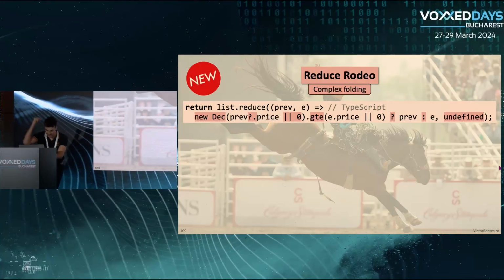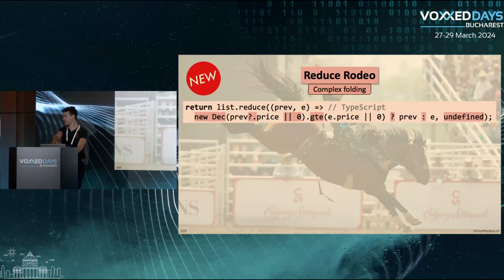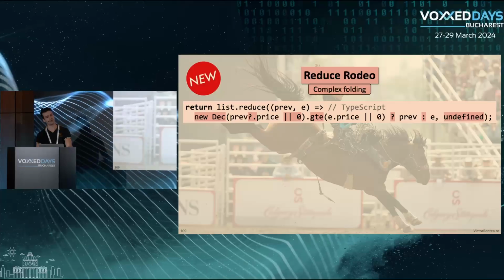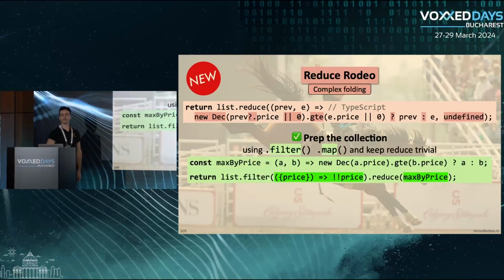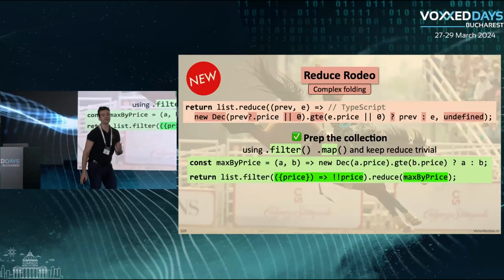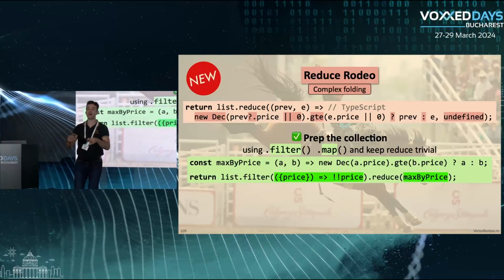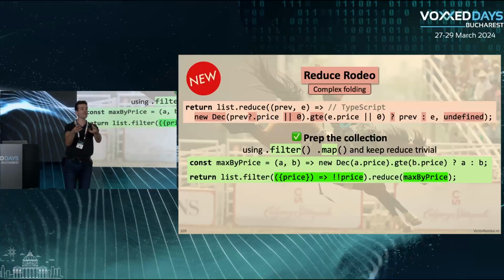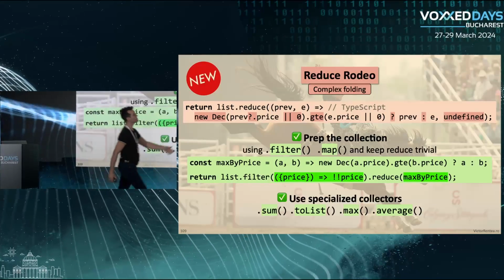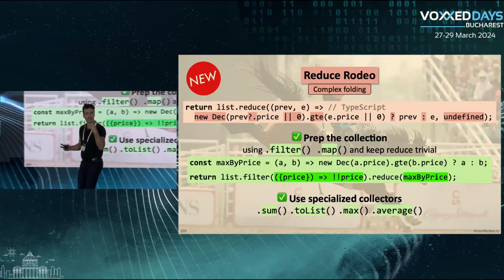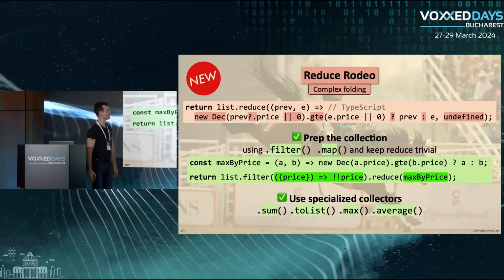This is a copy-paste from some team I worked with recently, several weeks ago. What you need to do instead is to prep the collection, do a filter, do a map, kindly massage the idea, come up with the collection you want, and then reduce max by price. Done. You see what my point is? Very clear the intent of the code.